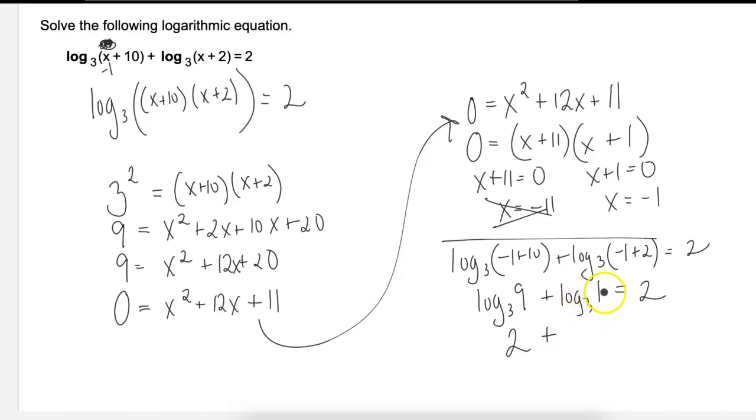Log base 3 of 1, the question that's asking you to solve is what does the exponent need to be on the base 3 in order to have an answer of 1? Well, 3 to the 0 power equals 1. And that checks. So we will keep only this solution and we will throw away this extraneous solution.